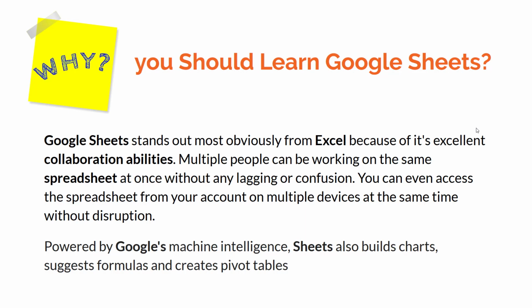Google Sheets stands out most obviously from Excel because of its excellent collaboration abilities. Multiple people can be working on the same spreadsheet at once without any lagging or confusion. You can even access the spreadsheet from your account on multiple devices at the same time without disruption. It is powered by Google's machine intelligence. Sheets also builds charts, suggests formulas, and creates pivot tables.